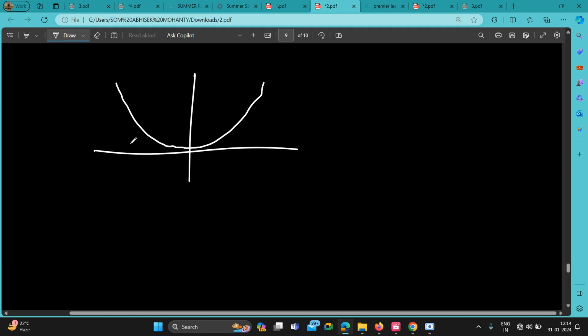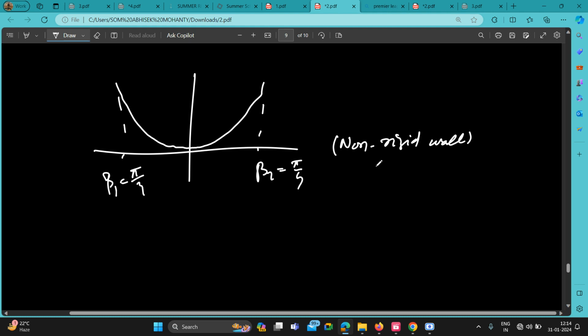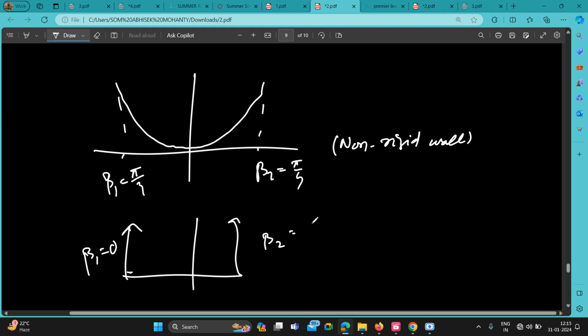Let's just write another thing about WKB approximation. Suppose the walls are like this. So here, this is called beta 1, that is pi by 4. Beta 2 is pi by 4. This is called a non-rigid wall. If the wall is rigid like this, then your beta 1 will be 0 and beta 2 will be 0. But what is the need of beta?